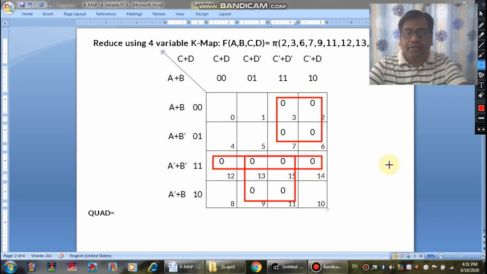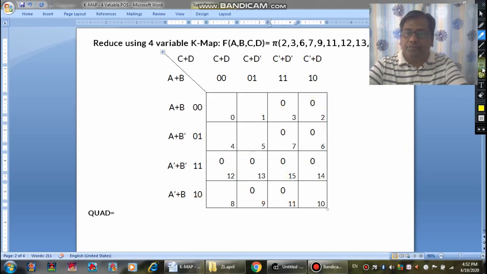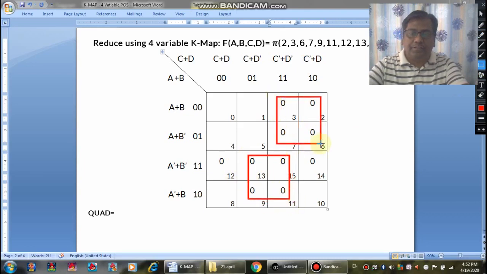How many quads have we made? 3. Now if we had made this one as a quad, it would have been a redundant group, because all the zeros of this group are part of some other group. That's why we are not going to create this. Therefore the correct form is to create one group this, another one this, and another one this.